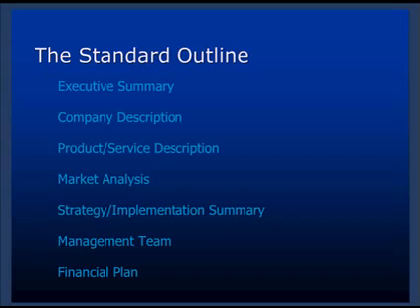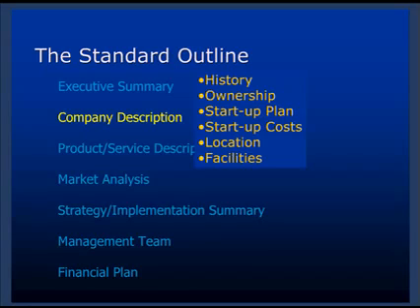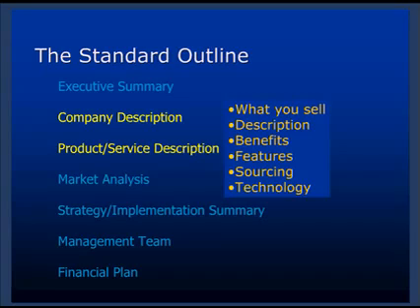Let's look at some standard outline points, beginning not with the first, but the second. The company description will normally include history, ownership, your startup plan if you're a startup company, startup costs if you're a startup company. Otherwise, it would have past performance, and then location and facilities. Your description of what you sell, whether it's product or services, is going to include benefits and features and sourcing, and in some cases, technology.